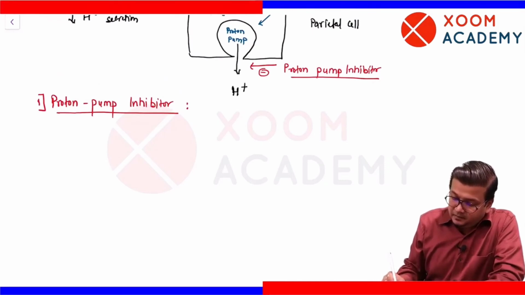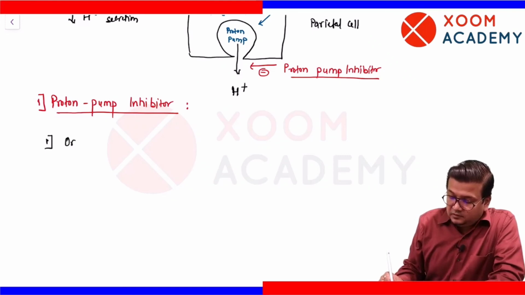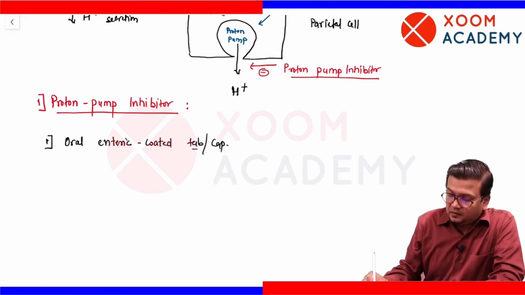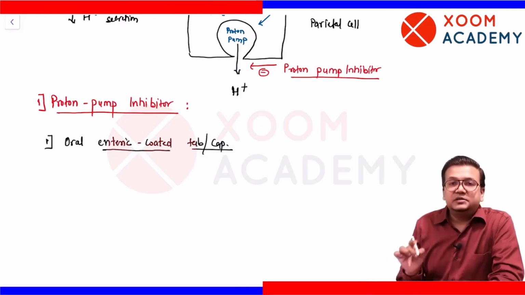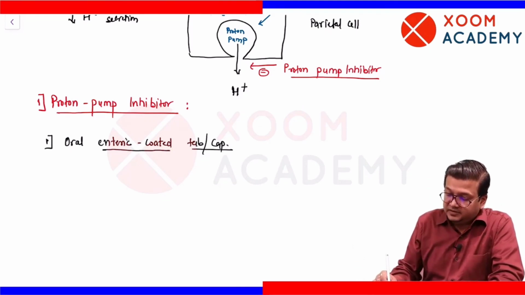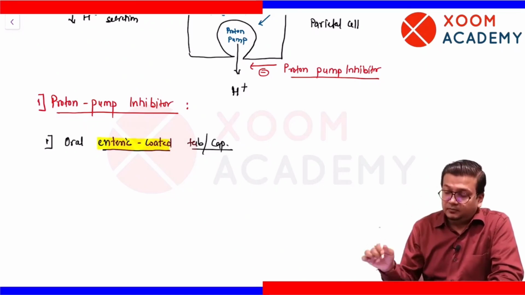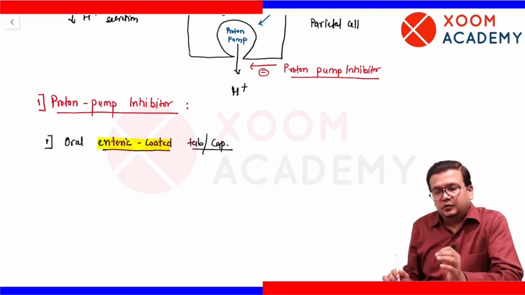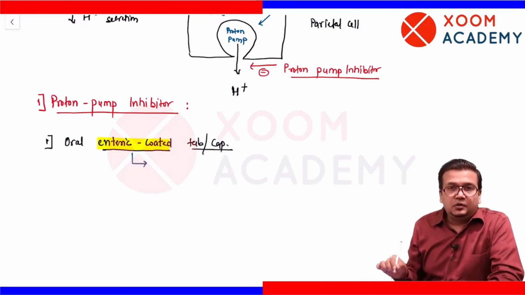Number one, these drugs are given as oral enteric coated tablet or capsule. So they are given orally or IV. Enteric coated, that is the one word which is important and asked in exam. Enteric coated, they have a coating. Enteric coating means that this coating will dissolve only in the intestine.